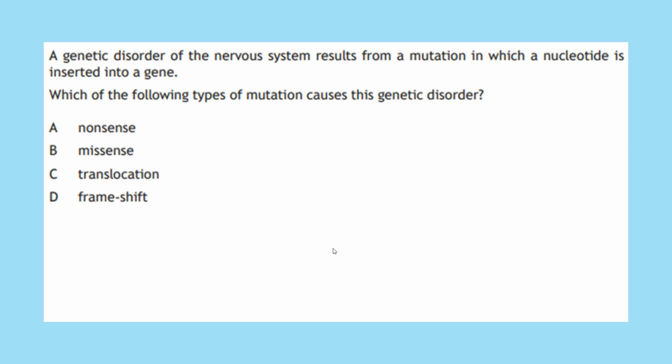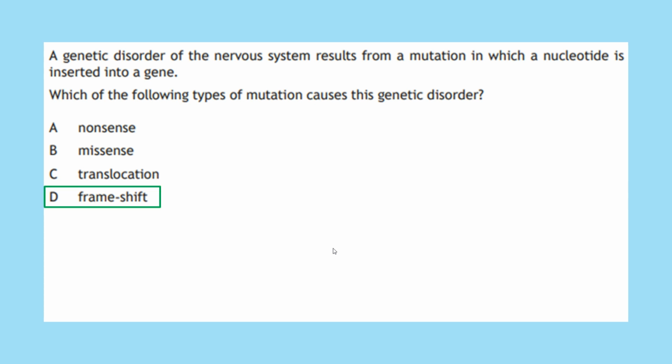So let's try now some past paper questions that relate to these single gene mutations. So we're told a genetic disorder of the nervous system results from a mutation in which a nucleotide is inserted into a gene. So which of the following types of mutation causes this genetic disorder? Pause the video and hit play when you're ready to reveal the answer.